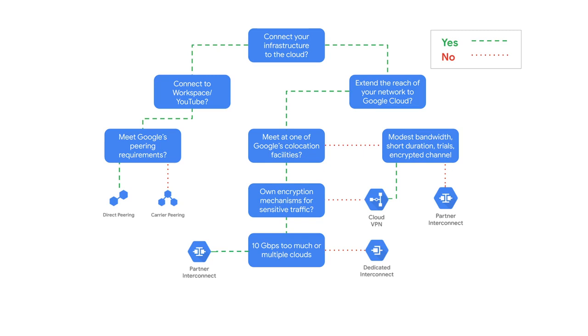If you can meet Google at one of its co-location facilities, you might jump to Dedicated Interconnect. However, if you cannot provide your own encryption mechanism for sensitive traffic, feel that a 10 Gbps connection is too big, or want access to multiple clouds, you will want to consider Cloud VPN or Partner Interconnect instead.